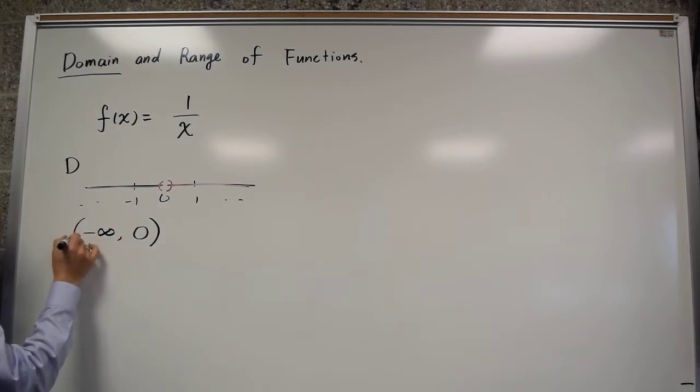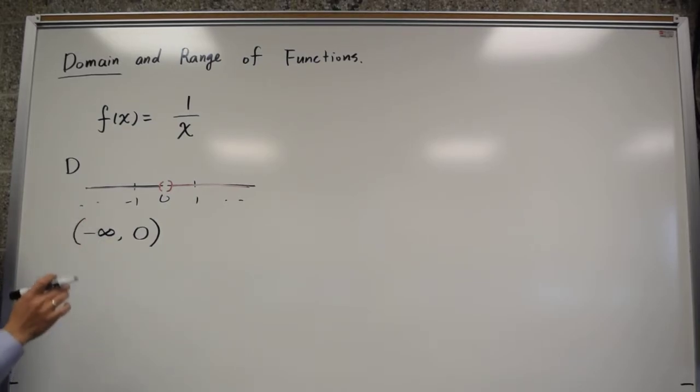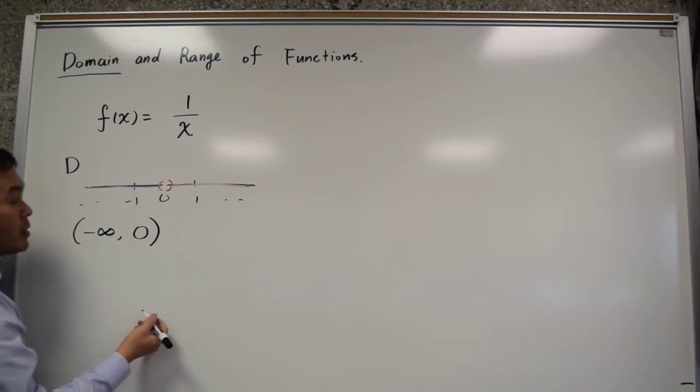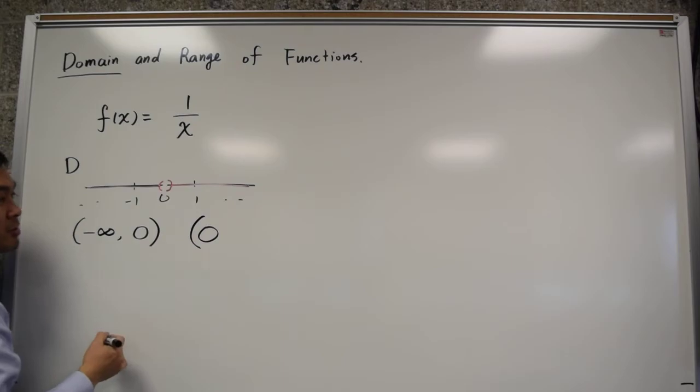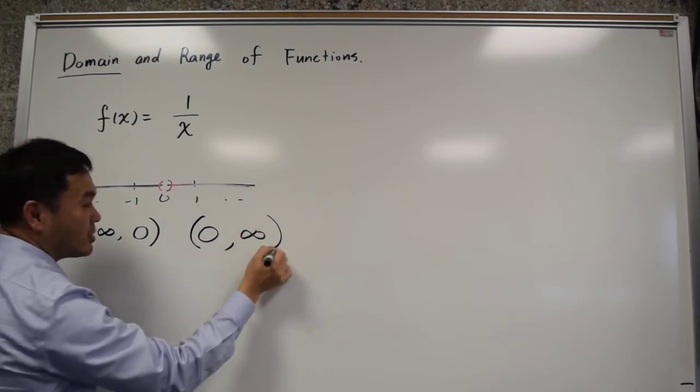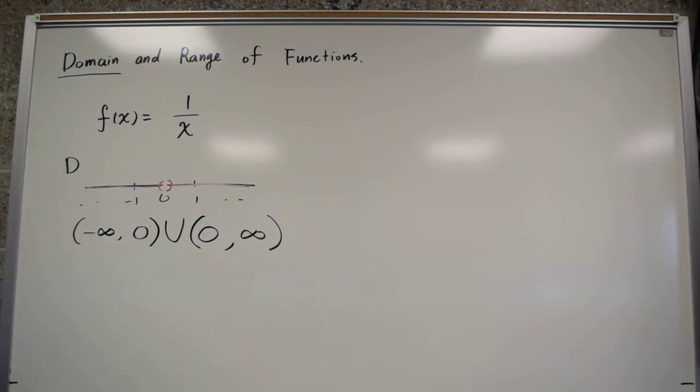Okay? So you start from negative infinity, and for infinity or negative infinity, you always use the parenthesis, not the square bracket. Square bracket would mean including, and negative infinity or infinity are not considered real numbers, so you always have to do this. And then there's another piece which starts from 0, again not including 0, and goes up till infinity. And if you have more than one piece, you put union between them, and that's your domain.